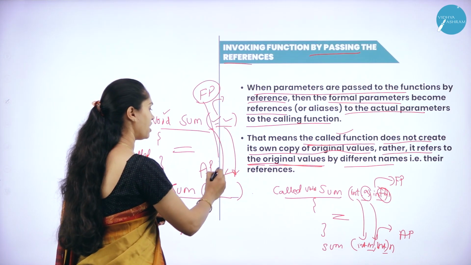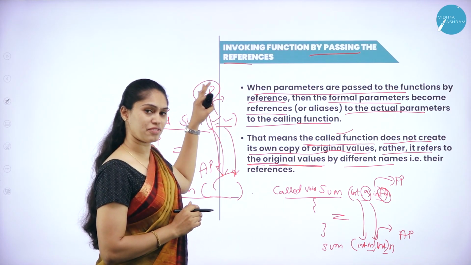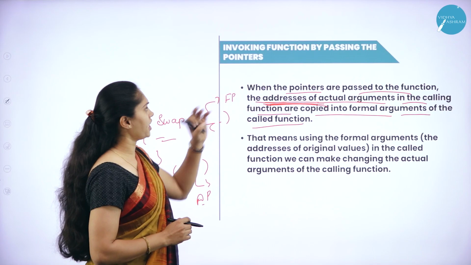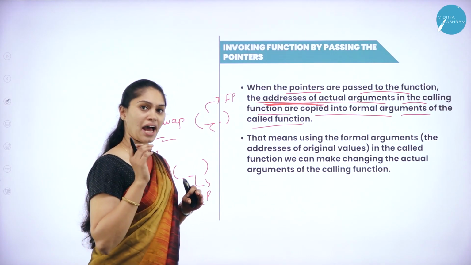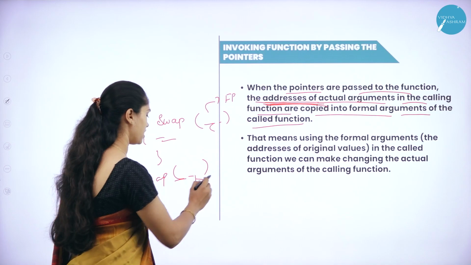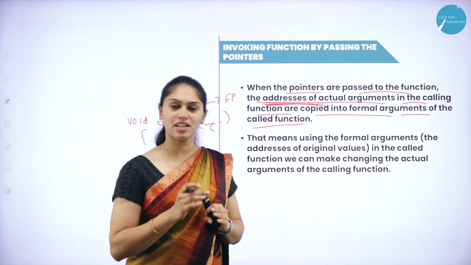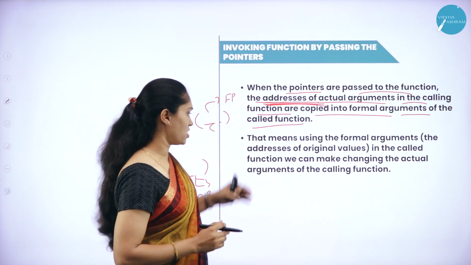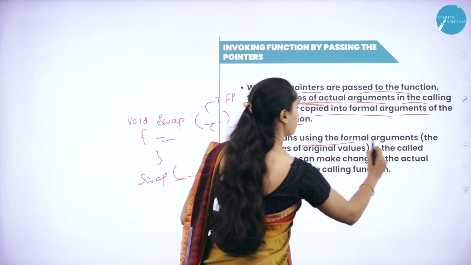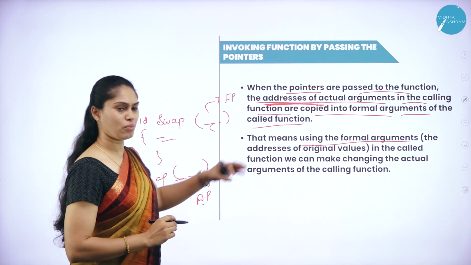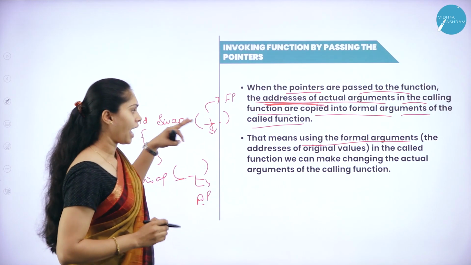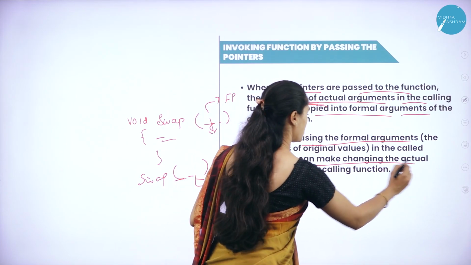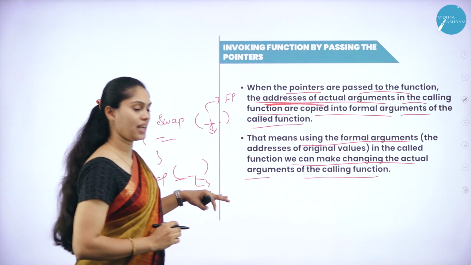So in the previous method, I sent the reference of the formal parameter to the actual parameter. But by making use of the pass by pointer method, I am going to copy the address of the actual parameter to the formal parameter of the called function. So if you see here, using the formal arguments, which consist of the original address or original values in the called function, we can make changes to the actual arguments in the calling function.